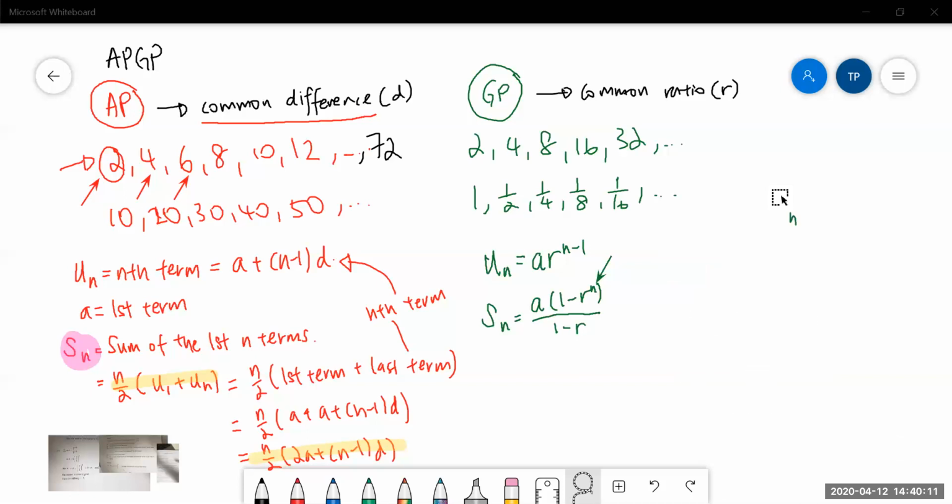So the question is, when do we use Sn? When we want to find the sum of the first n terms, right? Sum of the first n terms means that it is a finite sequence.